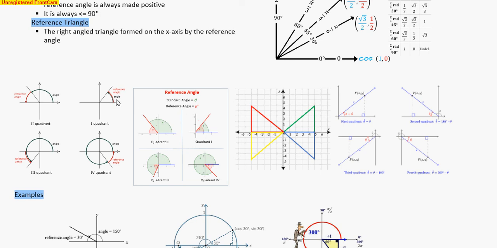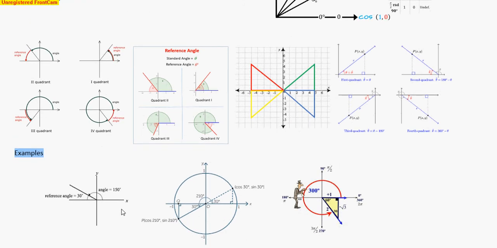For quadrant 1, the reference angle and the standard angle are always the same, so you don't have to worry, because we know the whole reference angle is in quadrant 1. For quadrant 2, if someone gives you a standard angle, let's say 150 degrees, like for example over here, and says, hey, I want you to find the value of 150. I may not know the value, but I know that if I find the reference angle for this angle, I'll be able to possibly compute the value of 150.